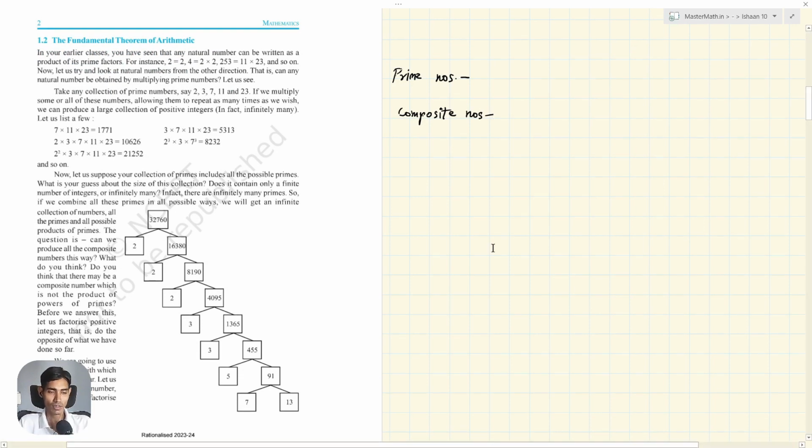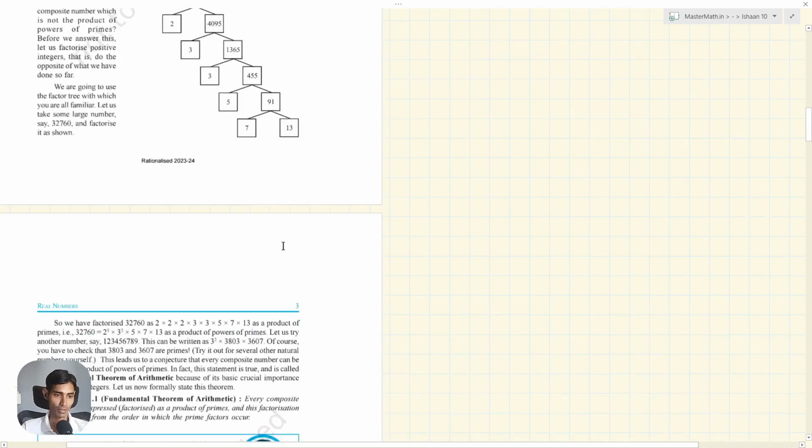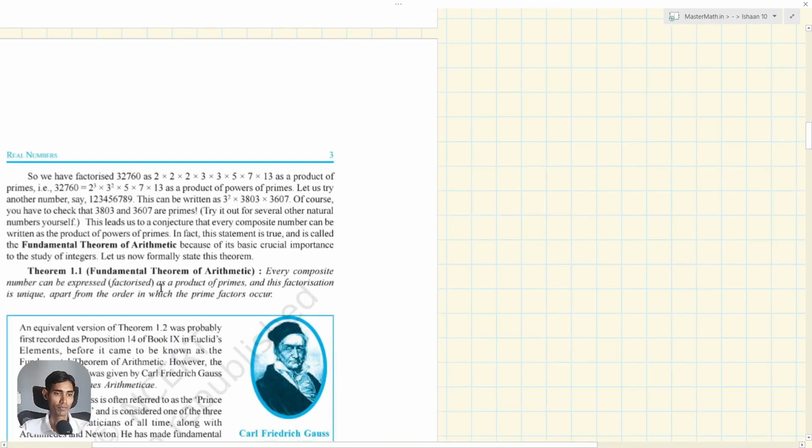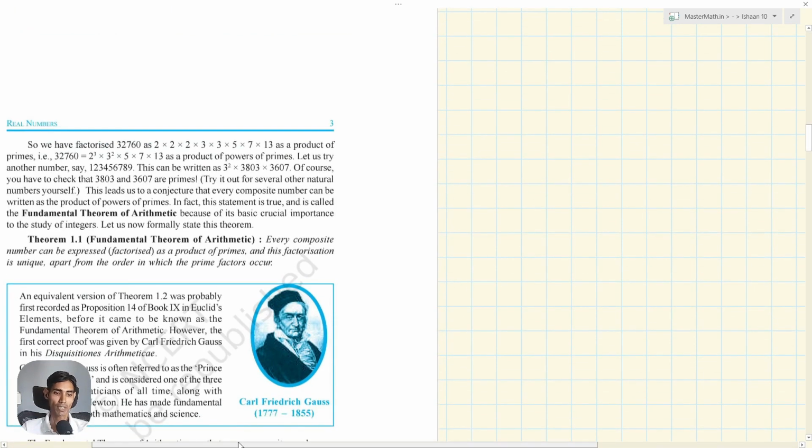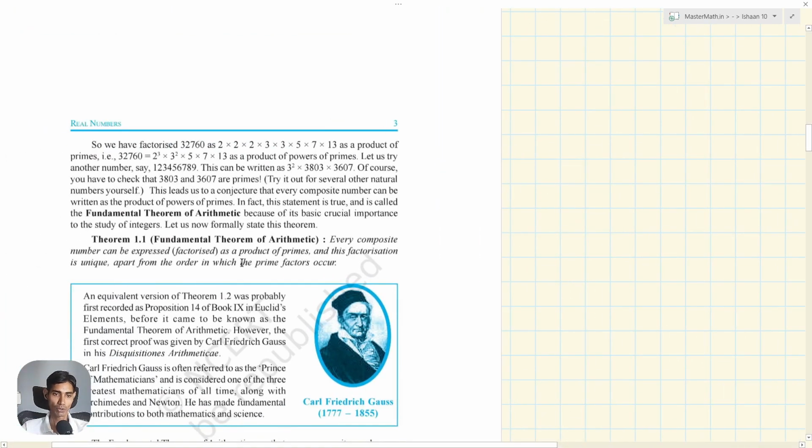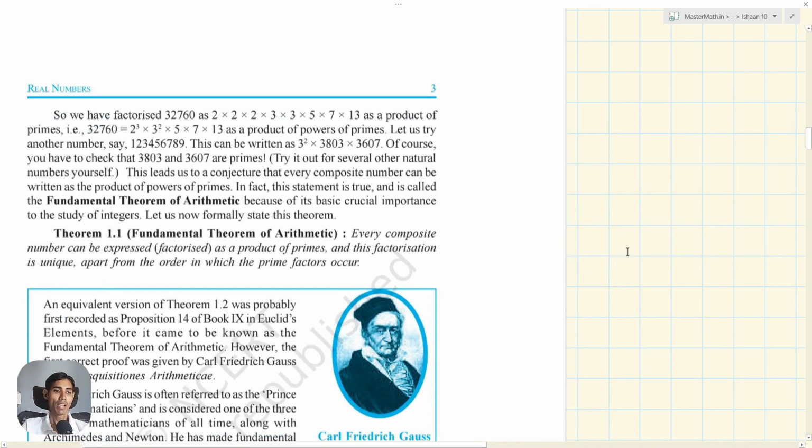So that is what this theorem is specifying here, that every composite number would have unique factors. The factorization would be unique. And another thing, you could change the order of these numbers. So 6 is 2 into 3, no problem, and you could have the reverse of this, right? But you can't have anything apart from 2 and 3 for 6.